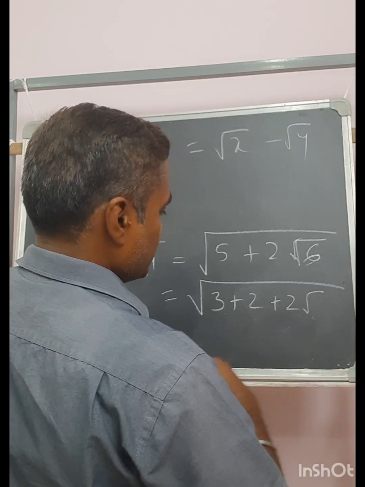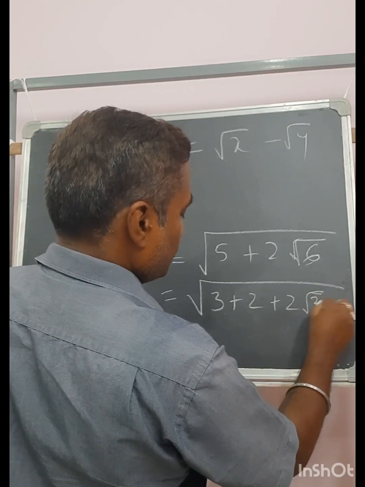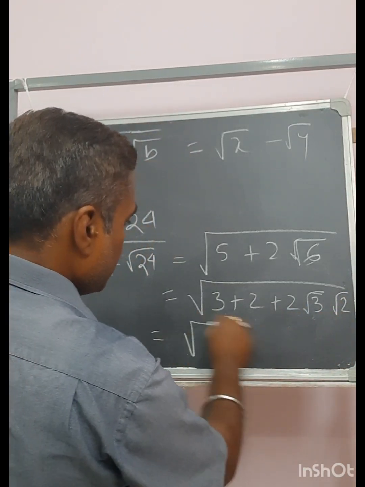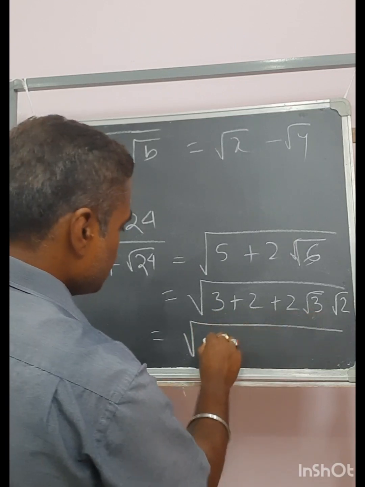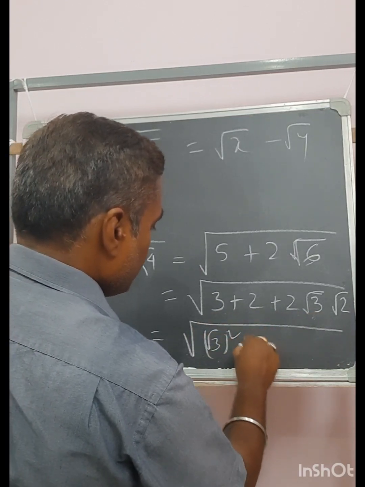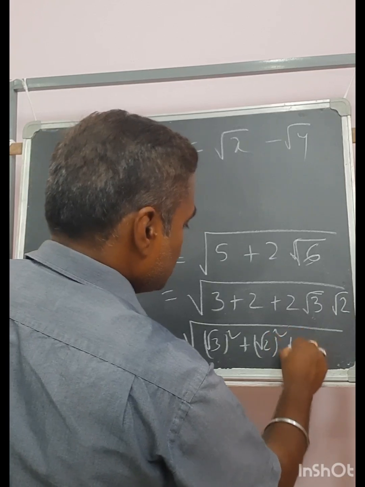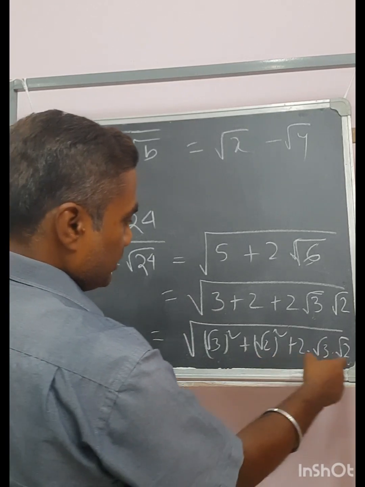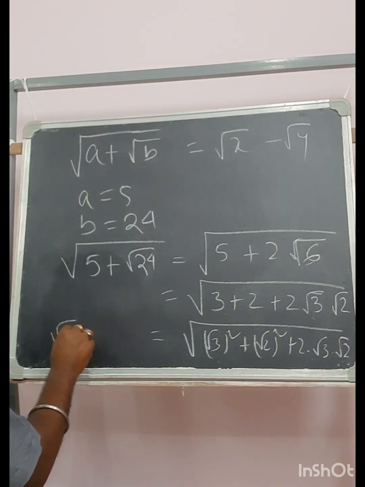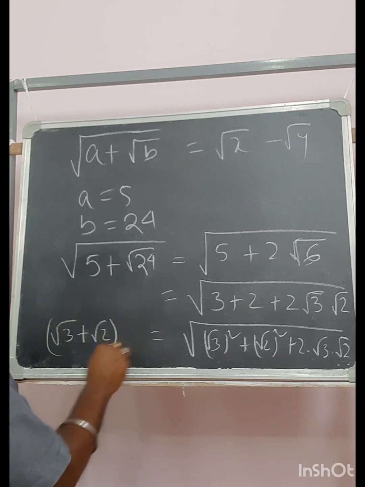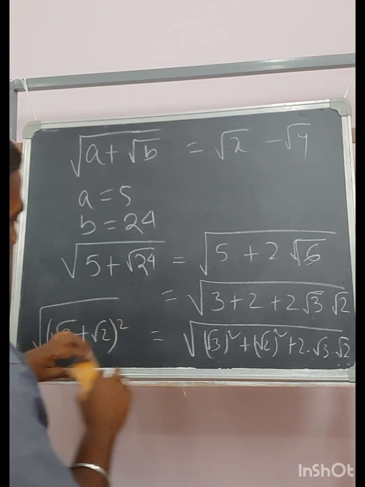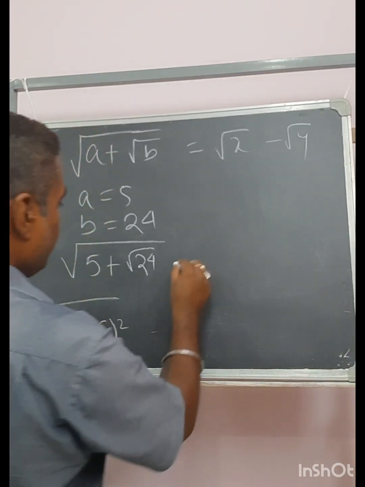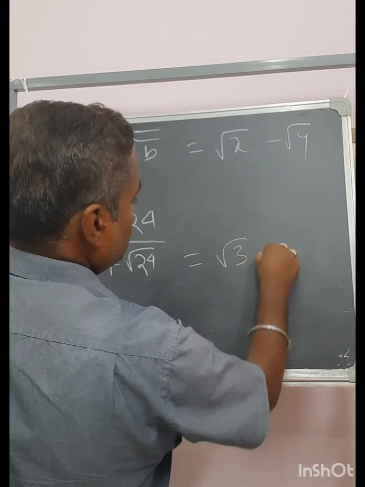Okay, it will give you 6. So 6 can be divided into 2 parts, root 2 into root 3. Why I am doing that, you may have understood. So 5 can be written as root 3 whole square plus root 2 whole square plus 2 into root 3 into root 2. This is of the form a square plus b square plus 2ab. That means it gives you root 3 plus root 2 whole square root. So if I take the square root, the result becomes root 3 plus root 2.